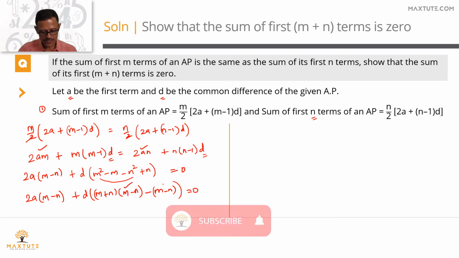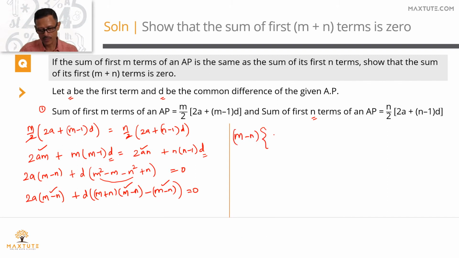m minus n term here, m minus n term here, m minus n term here. So let's take that common outside. So you'll have m minus n. We'll open a curly braces. We'll have a 2a from this part, 2a plus there's an m plus n and a 1. So m plus n minus 1 into d, that is equal to 0. So taking m minus n common, you'll be left with 2a plus d into m plus n minus 1. This is equal to 0.